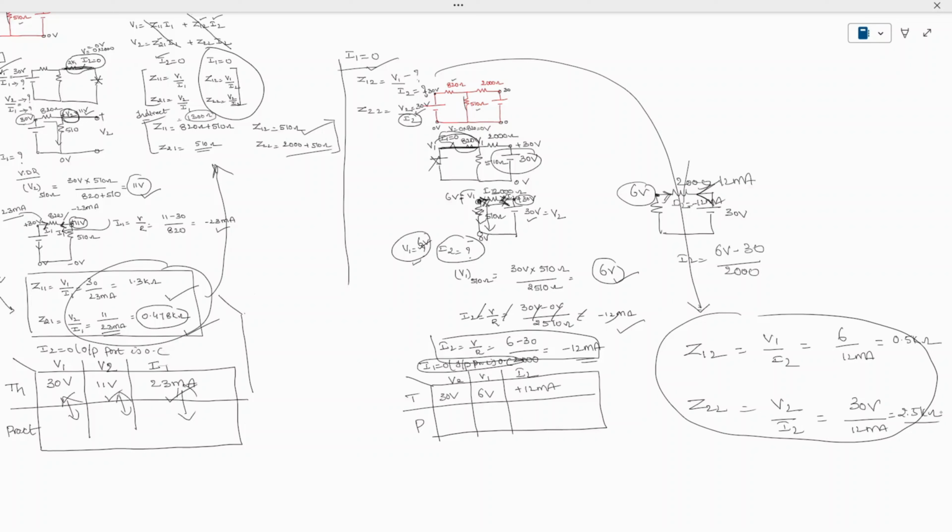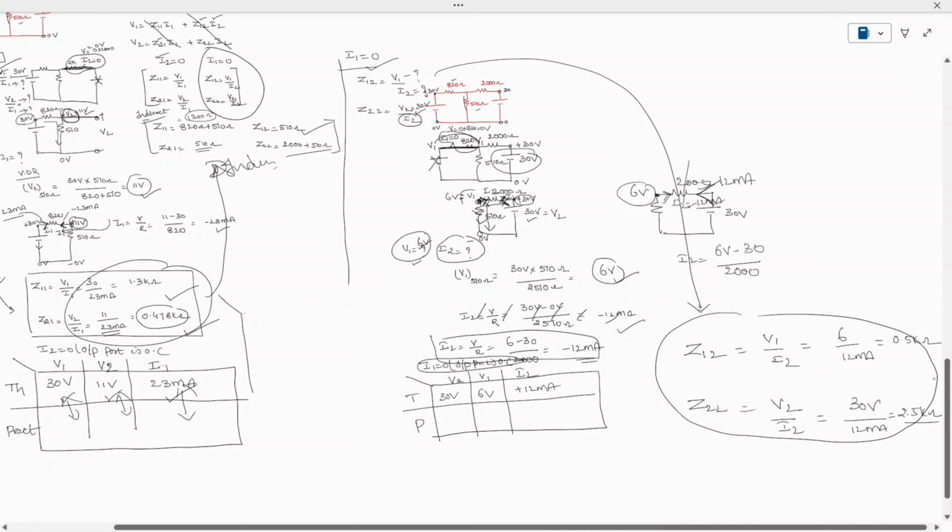This is the direct method, and this is the shortcut method or indirect method. Whether you do it by direct or indirect, the answer remains the same. Hope you are able to understand.